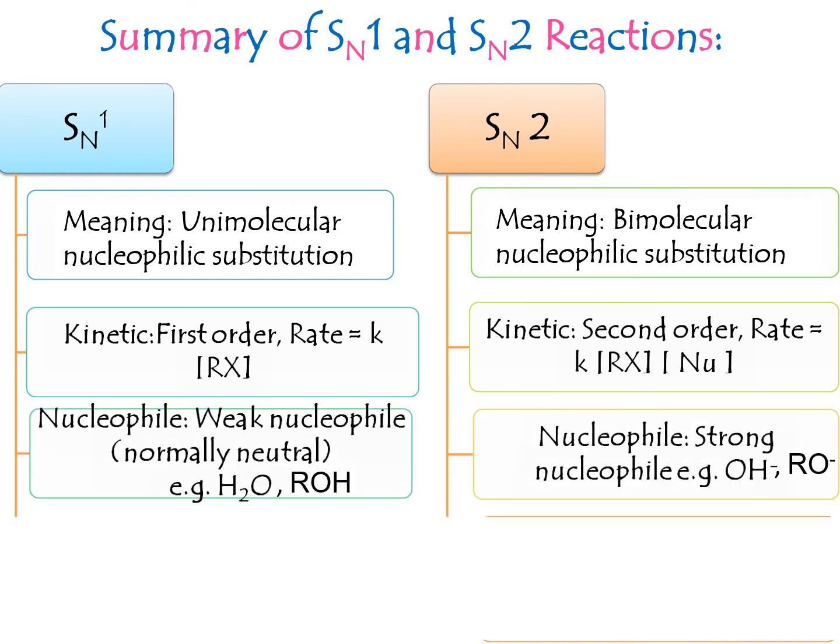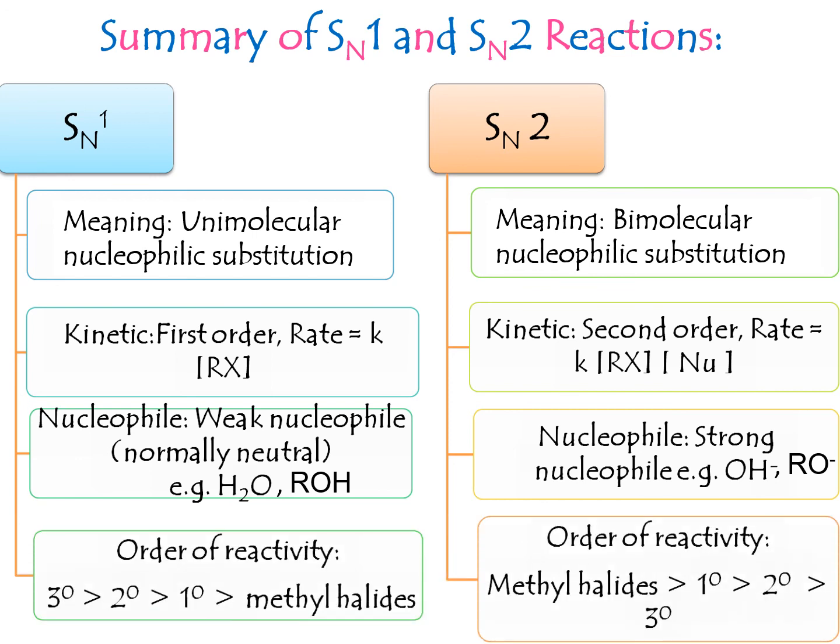Weak nucleophiles are normally related to the SN1 mechanism. Examples are H2O and ROH, alcohol. And strong nucleophiles are related to the SN2 mechanism, which are OH- and RO-. Tertiary haloalkane is the most reactive toward the SN1 mechanism, followed by secondary, primary, and methyl halide, and vice versa for the SN2 mechanism.